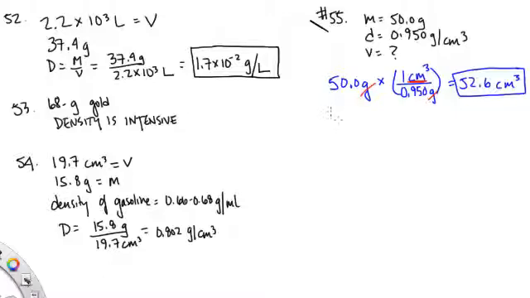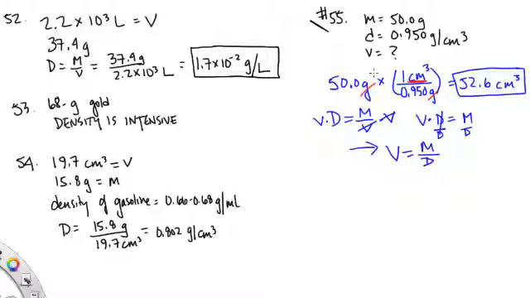Now again, if we remember that density is mass divided by volume, if I want to solve for volume, I'm going to do it algebraically here by multiplying both sides by volume, so I get it to cancel out here. I have volume times density equals mass, and then I want to get volume by itself by dividing both sides by density. Okay, so that cancels out. I end up with volume equals mass divided by density. I could have just plugged those numbers in.